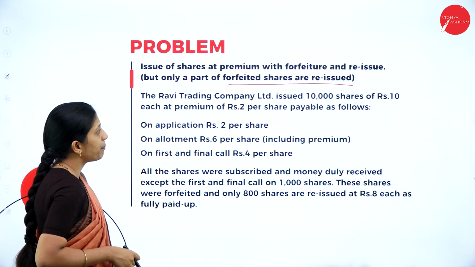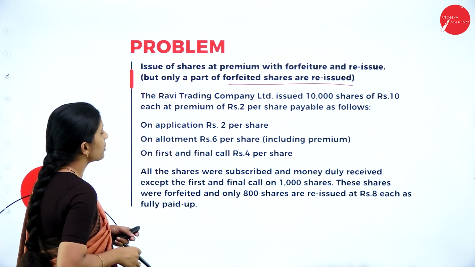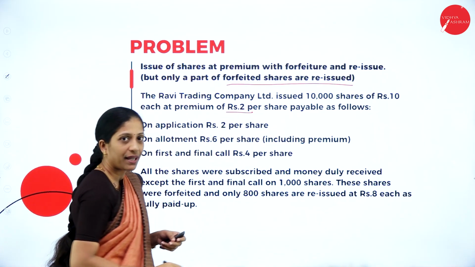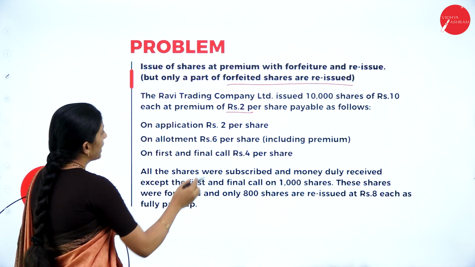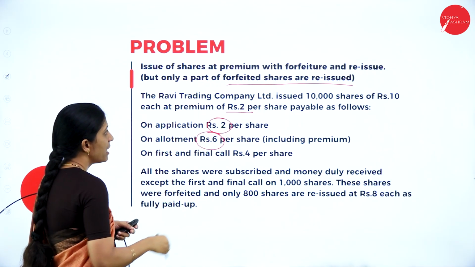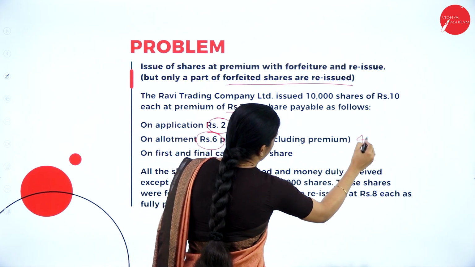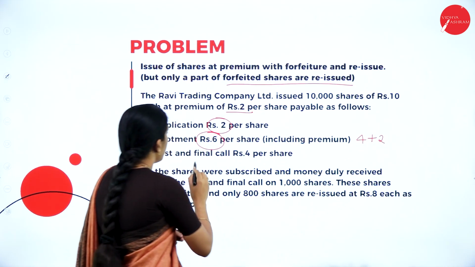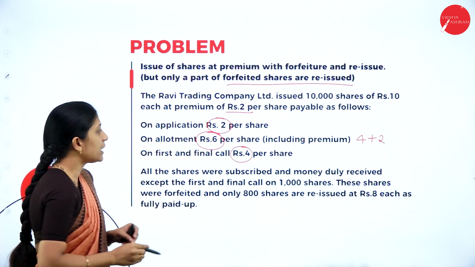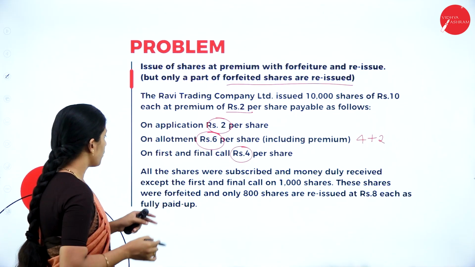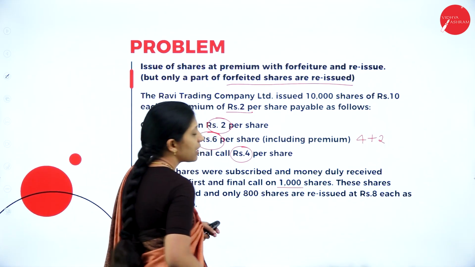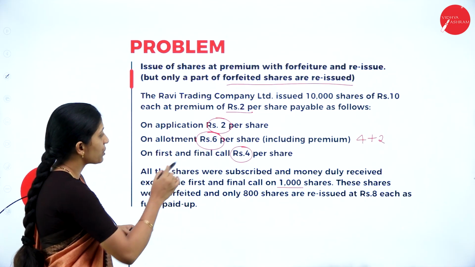The Ravi Trading Company Limited issued 10,000 shares of rupees 10 each at a premium of rupees 2 per share payable as follows. On application 2 rupees, on allotment 6 rupees including premium, so including premium it will be 4 plus 2. Next, on first and final call it is 4 rupees. All the shares were subscribed and the money duly received except on first and final call on 1000 shares. So we did not receive on 1000 shares.